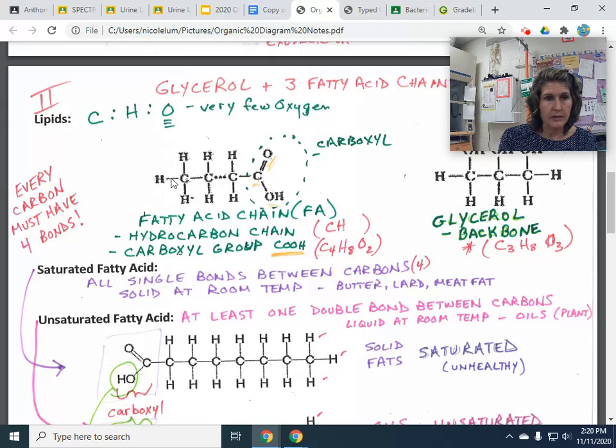So this is a saturated fatty acid chain that we're looking at. Saturated fatty acids are not good for you. They are going to be solid at room temperature. They're usually coming from animal products, lard, butter, things that don't melt at room temperature. If you think like a steak with that big layer of fat around it, they are not good for you.